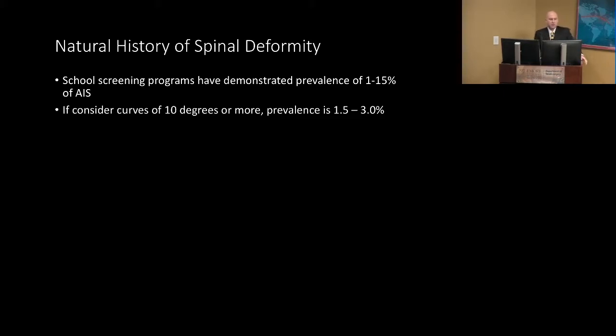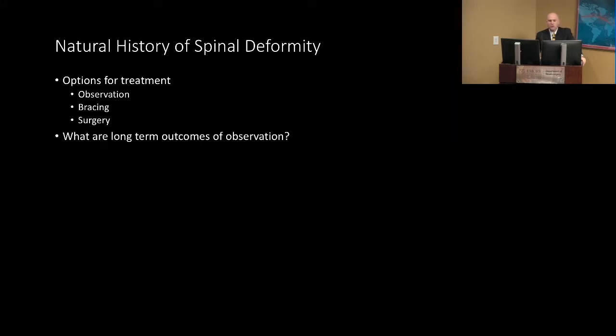School screening programs have shown the prevalence of adolescent idiopathic scoliosis to be about 1 to 15%. However, if you break that down further and look at curves of just 10 degrees or more, the prevalence was actually much lower, 1.5 to 3%. So what are the options in adolescent scoliosis? Well, there's observation, bracing, and surgery. So we'll just go down the line.